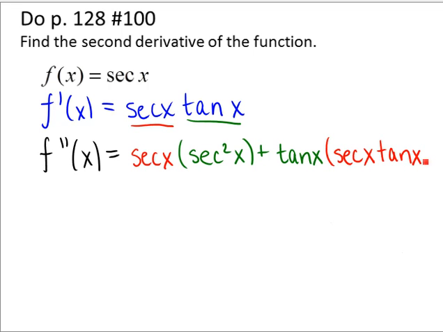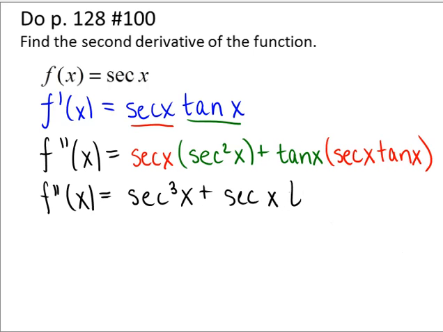I could leave my answer in this form, but I will go ahead and take the time to simplify this. This simplifies into secant cubed x plus secant x tangent squared x. That is as far as I am able to take this simplification.